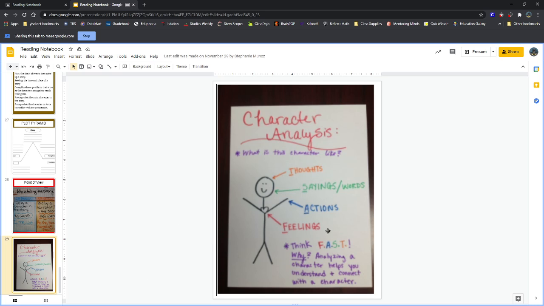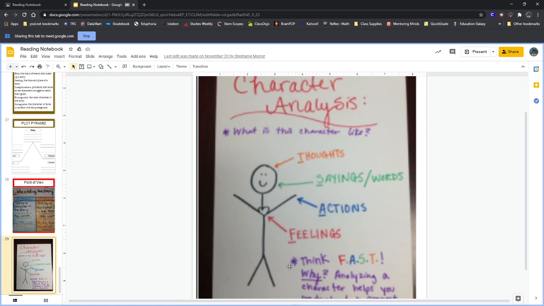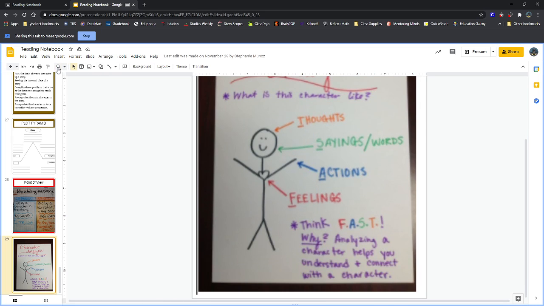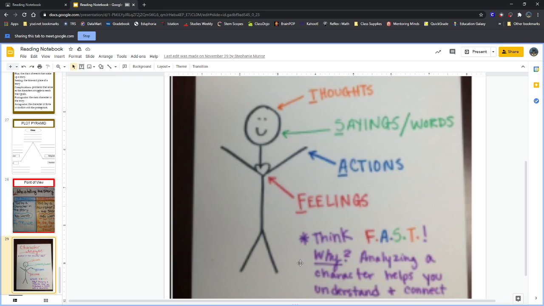So whenever you think of character traits, you're going to think of the word FAST. F-A-S-T. I'm going to zoom in here. So notice that for this character trait chart, we use a stick figure.